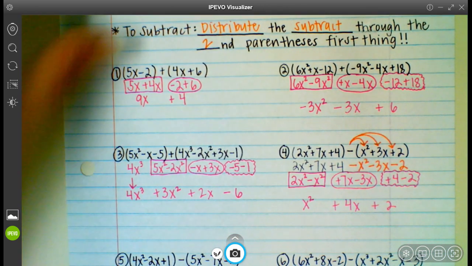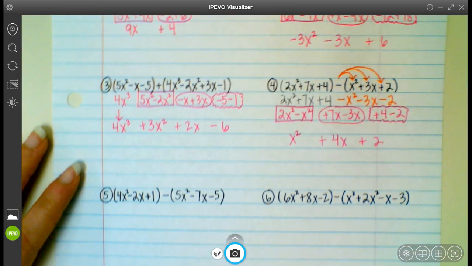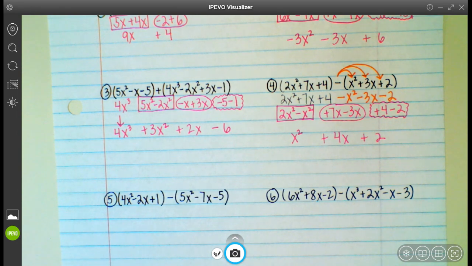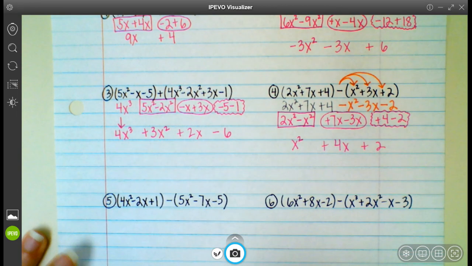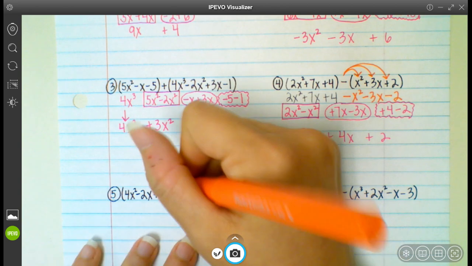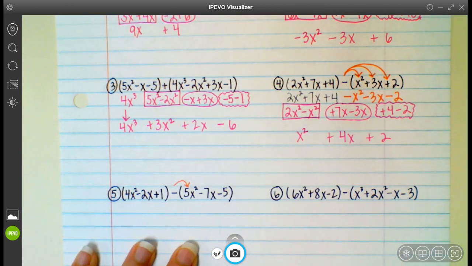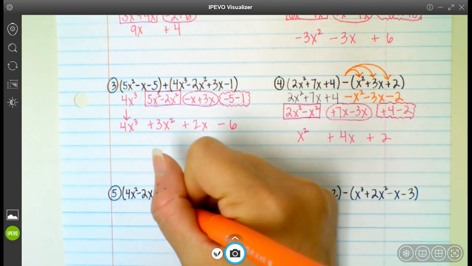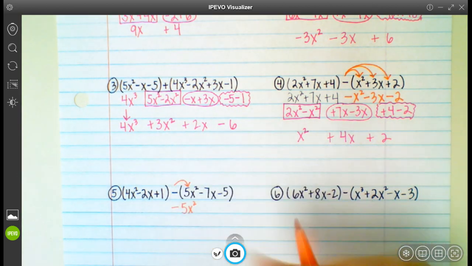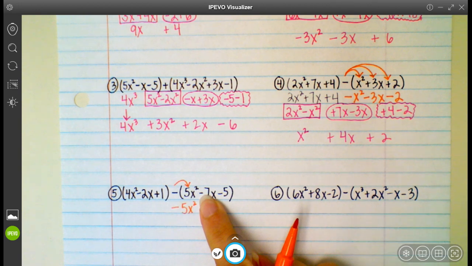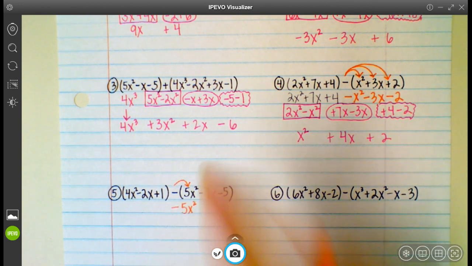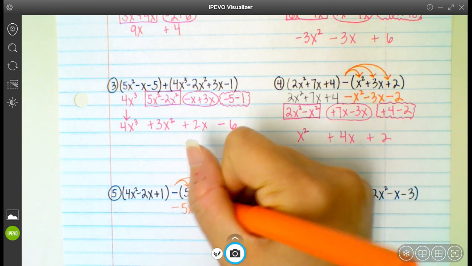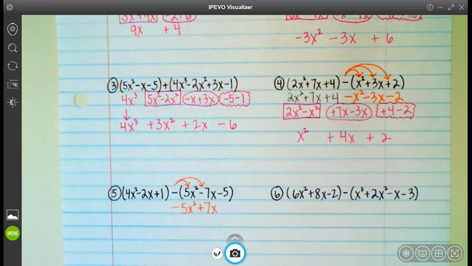Feel free to pause your video, guys, so that you can see these and have them on your notes. All right, so first things first, I see a subtraction sign. So as soon as I see subtract, I must distribute that sign through. So 5x squared was positive, now I'm going to subtract him. If I am already subtracting 7x, I am going to subtract the negative, which becomes a positive 7x now.